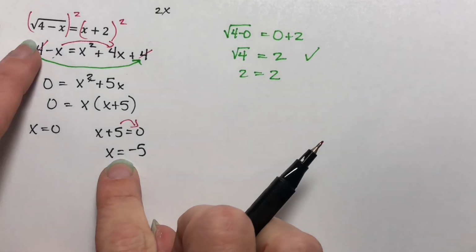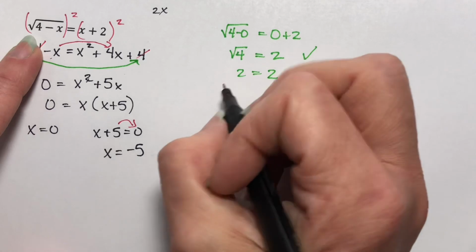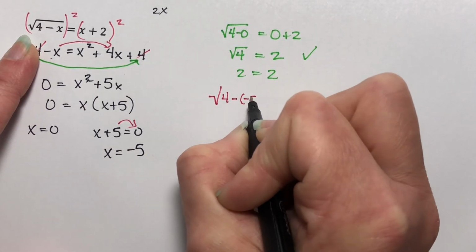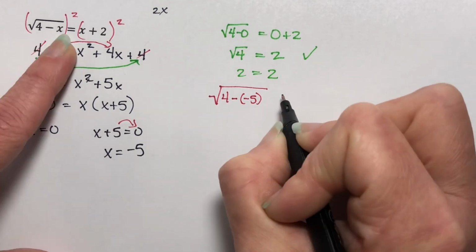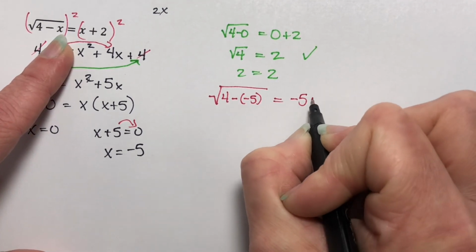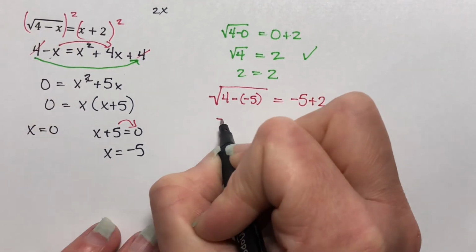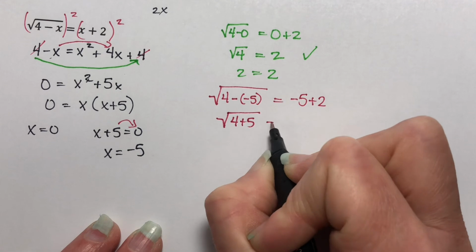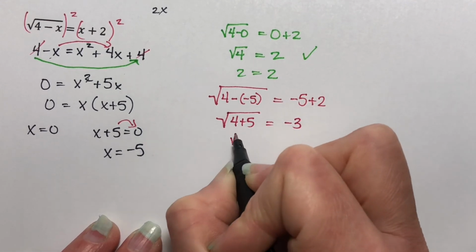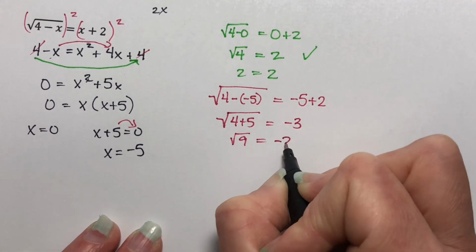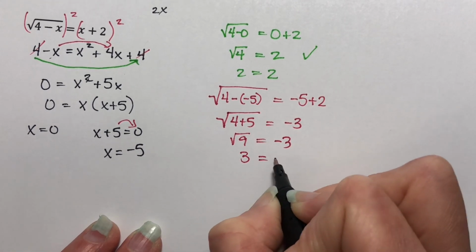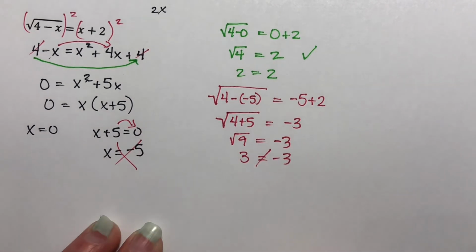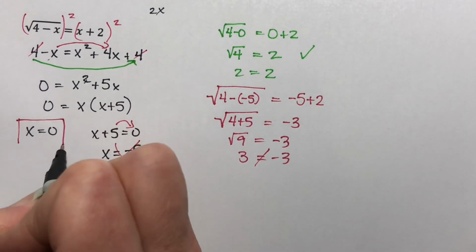Let's check negative 5. That would be the square root of 4 minus a negative 5 is equal to negative 5 plus 2. So this is the same thing as 4 plus 5 is equal to negative 3. So the square root of 9 is equal to the negative 3, but the square root of 9 is positive 3, not negative 3. So this was a false answer. This was a good answer.